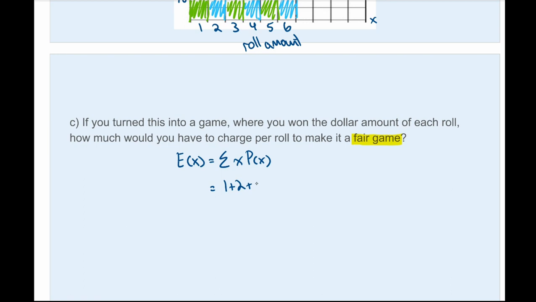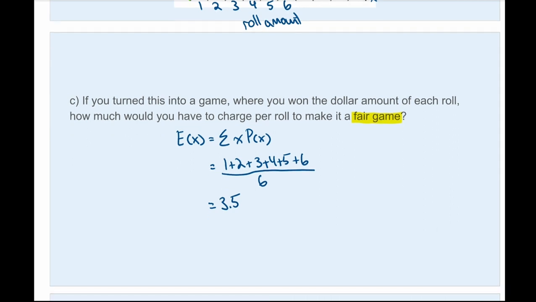So 1 plus 2 plus 3 plus 4 plus 5 plus 6, so the outcomes, and divide that by how many outcomes there are, which is 6. And when I go through and calculate this, I should get 3.5. So 1 plus 2 plus 3 plus 4 plus 5 plus 6 divided by 6 is 3.5.